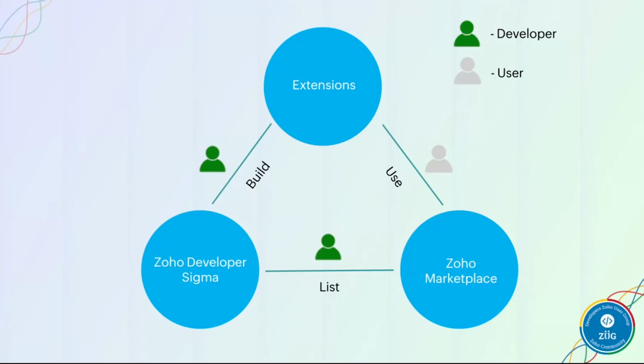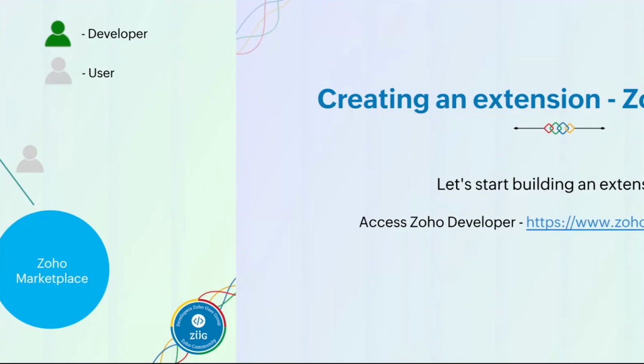So we've now seen what extensions are, the support available to build the extension, and the support available to list these extensions publicly. So now that we have an overview on these three concepts, that is on the basics, we'll next be moving into the next topic in our session, which is creating an extension for Zoho Projects.